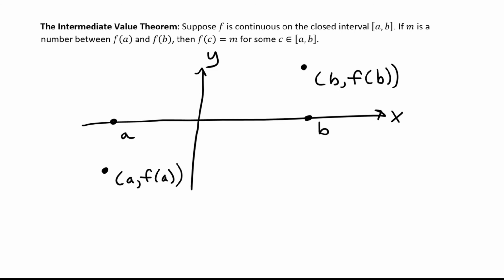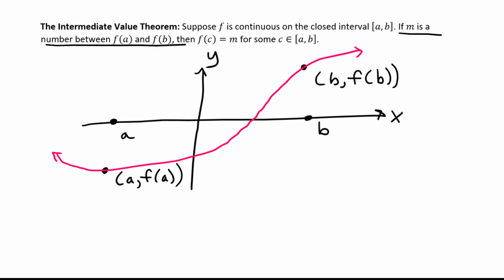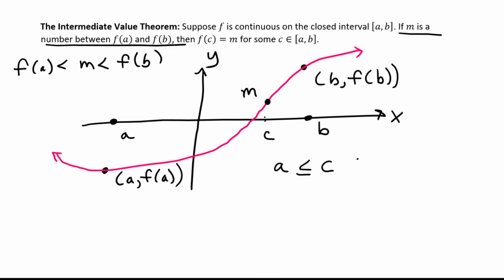The instruction says f is continuous. So let's draw a function that's continuous between A and B. If M is a number between f of A and f of B, then M occurs somewhere along the curve between A and B. We'll call that M. What we are told here then is that there exists some C that is between A and B, as illustrated here, that when C is evaluated in the function, you get exactly the M value.